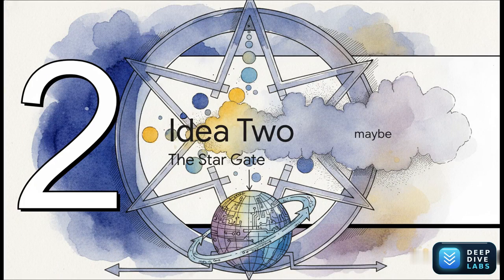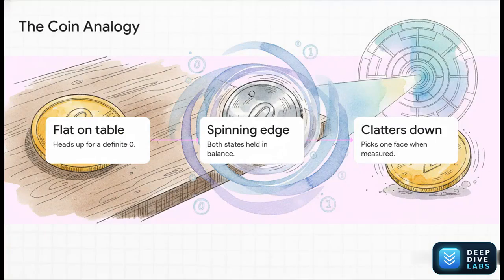Which brings us to idea 2, the Stargate that makes maybe out of yes. All right, now that we know how to spin the globe, we have to meet the most important turn of all. I like to call it the Stargate, though, okay, its official name is the Hadamard Gate. Picture a coin lying flat on a table. Heads up. That's a definite, certain answer.